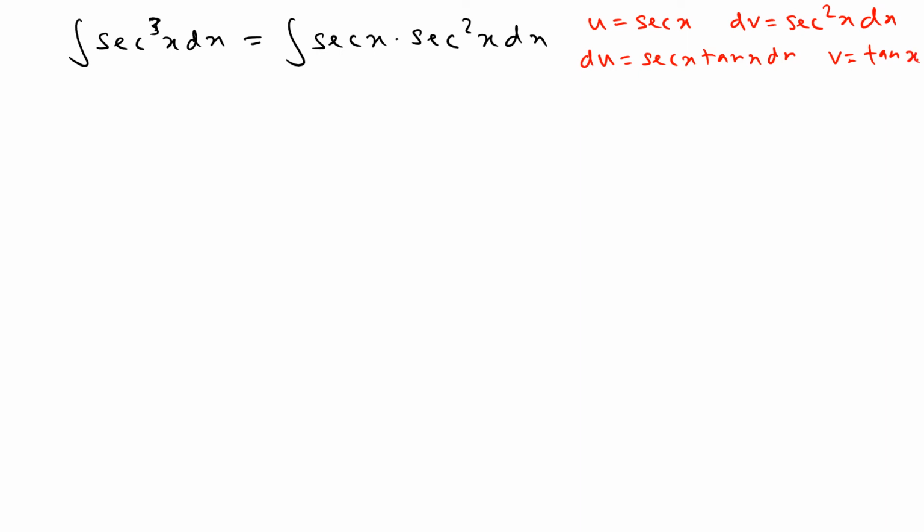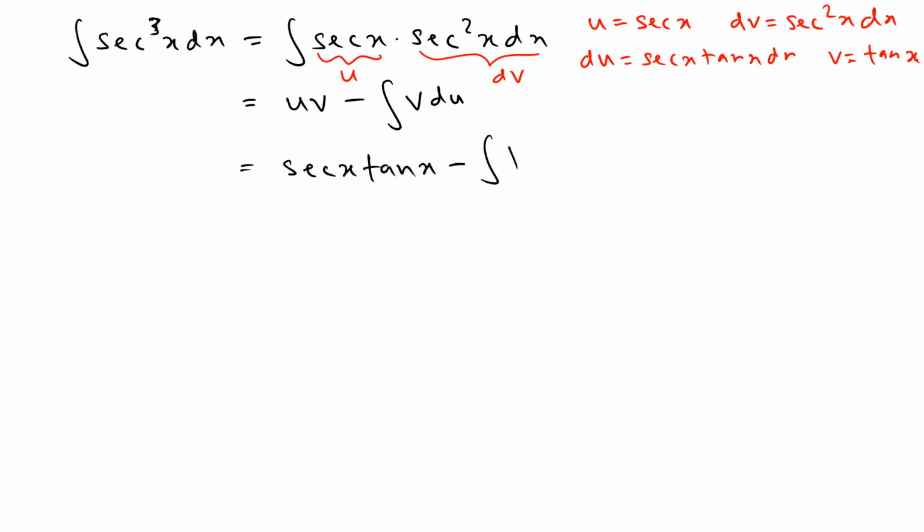Now we're going to plug in. We have uv minus the integral of v du. So that's the dv, and this is the u. So let's plug in: u equals secant, v equals tan, so this is secant x tan x, minus the integral of v, which is tan x, times du, which is secant x tan x dx. Okay, this is simply dv.